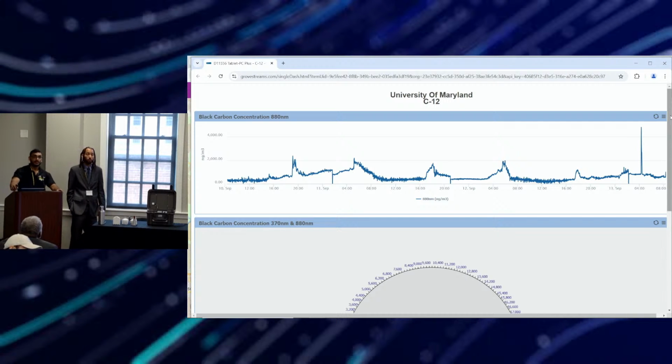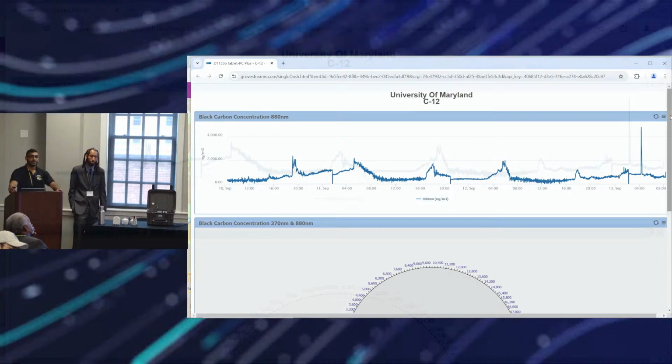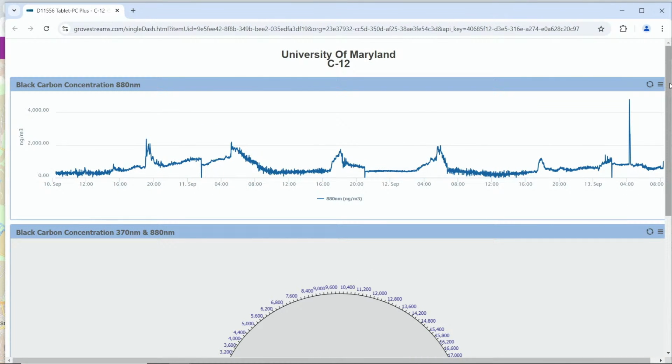Yes, ma'am. So when you give it to the community, is it MDE, the Department of the Environment? No, we send them to the site that they own and operate. We just collect the data from their reference monitor. It's the Magee AE33 aethalometer. That's what the government uses, that's their instrument, but they don't really use the link. We give this to the community.